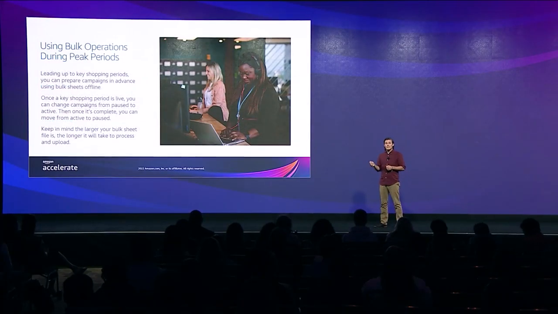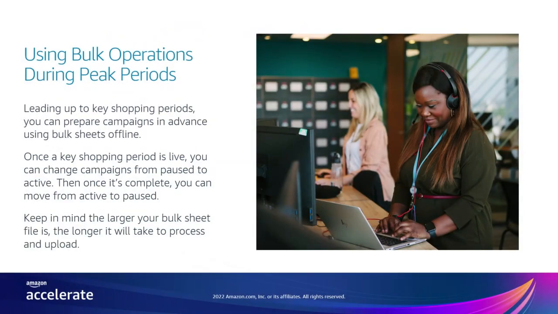Now, here are some best practices to keep in mind when using bulk operations during peak periods. Leading up to key shopping periods, you can prepare campaigns in advance using bulk sheets offline. Once the event is live, you can change campaigns from paused to active. Then, when the event is complete, you can move from active to paused. Keep in mind that the larger your bulk sheet file is, the longer it will take to process and upload. And this can be good to remember if you're planning to upload during a key day. So just make sure that you give yourself time.